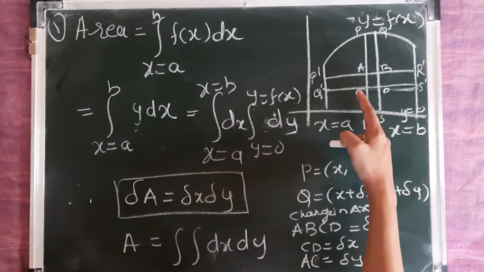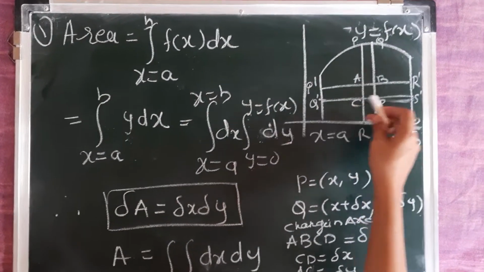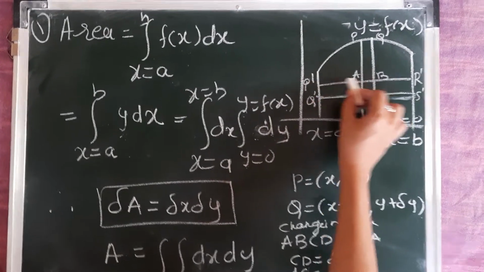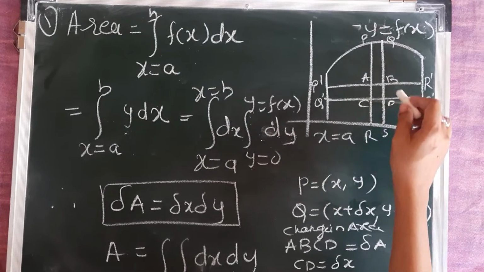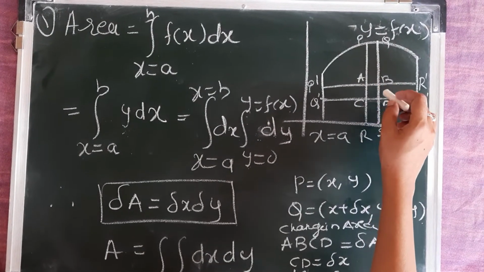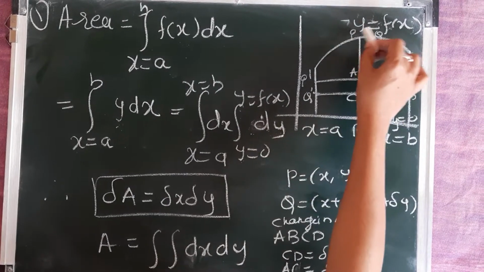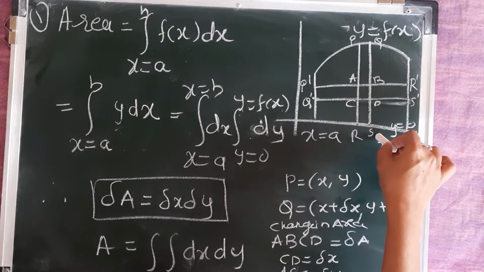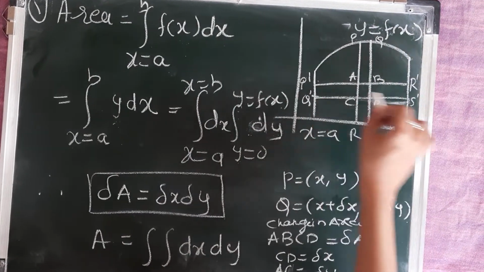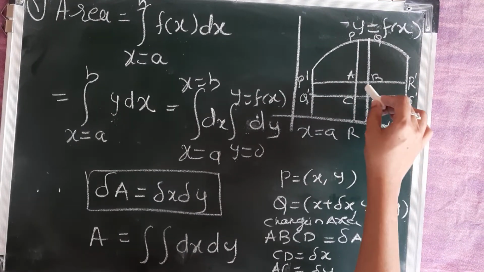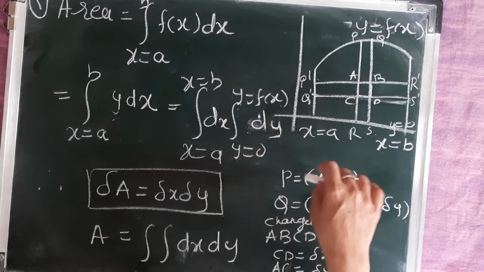Now suppose this is the curve y is equal to f of x, or some curve whose area we have to find. Then generally we consider vertical and horizontal strips which are rectangles. Intersection of that becomes a square. So let me just explain to you. If I have PQRS as a vertical strip and P dash Q dash R dash S dash as a horizontal strip, then the intersection of the two is this small square, or you can say rectangle.